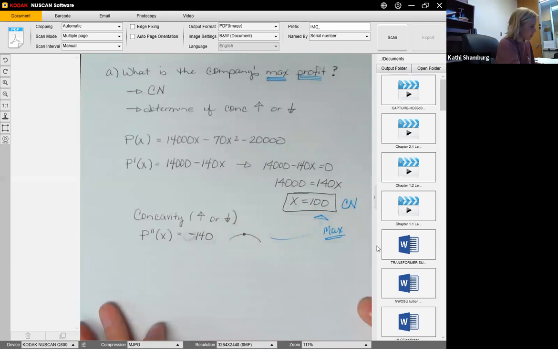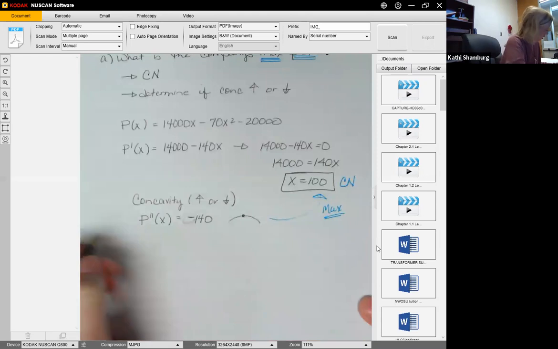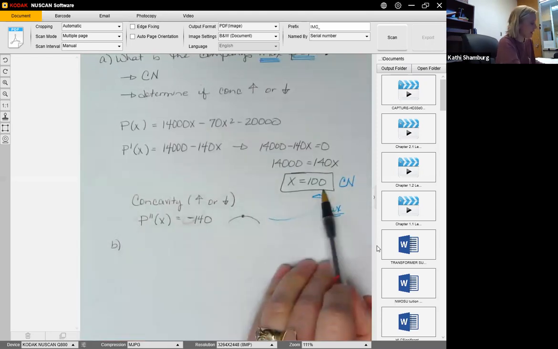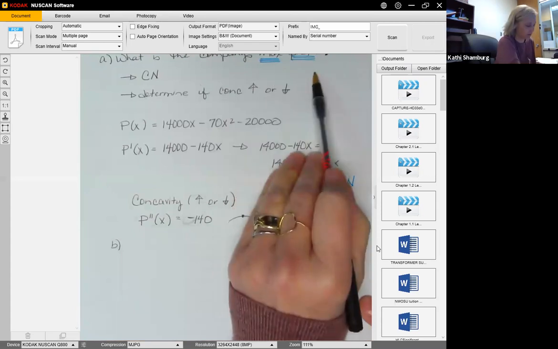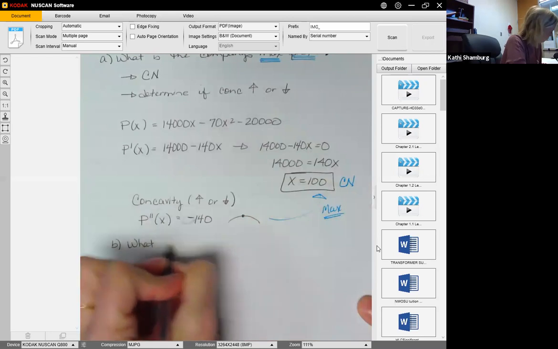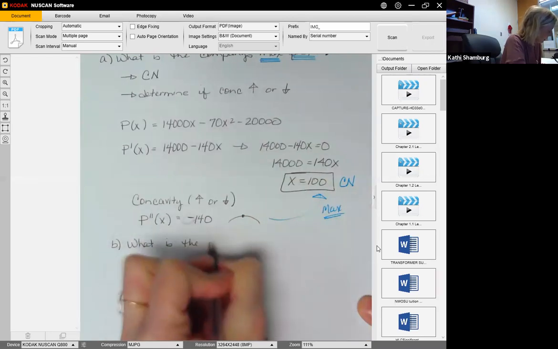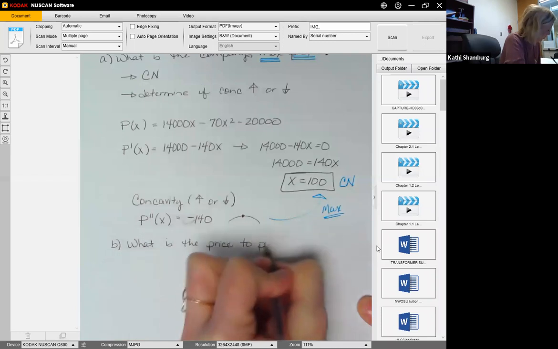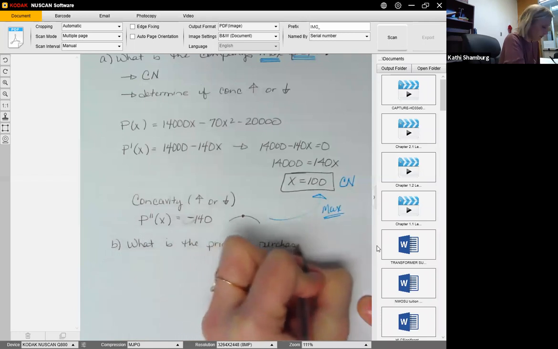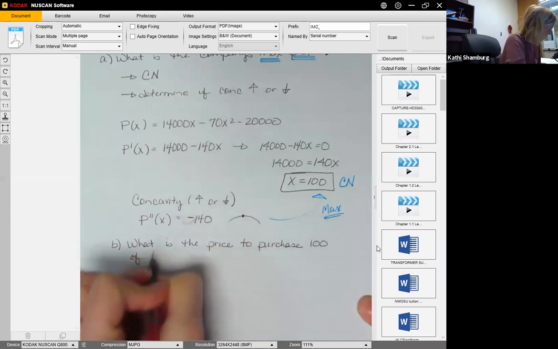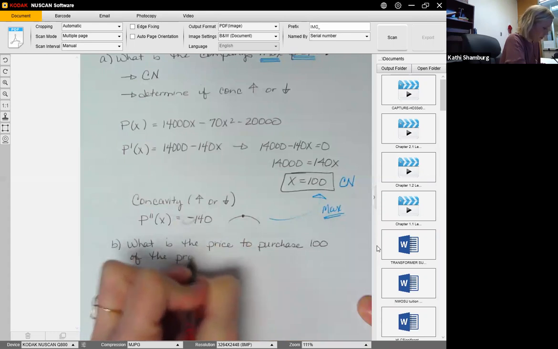All right, so x equals 100 is where they will maximize their profit, okay? So part B, what is the price to purchase 100 of the product?